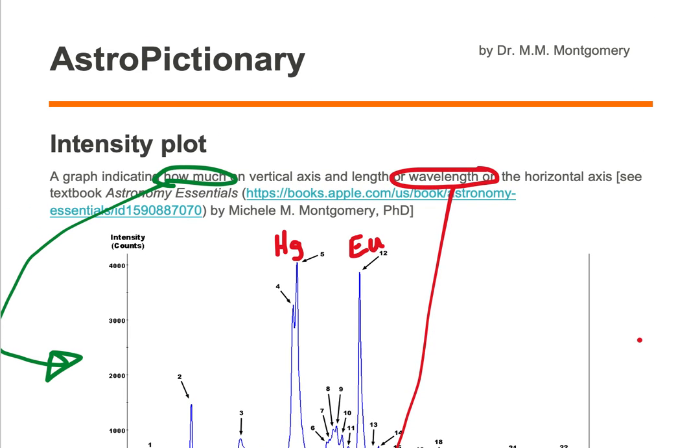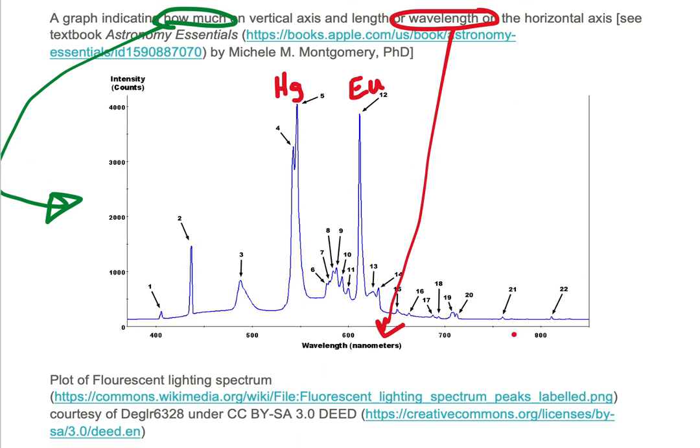This is an example of an intensity plot, where on the vertical axis is intensity or counts, and the horizontal axis is wavelength.